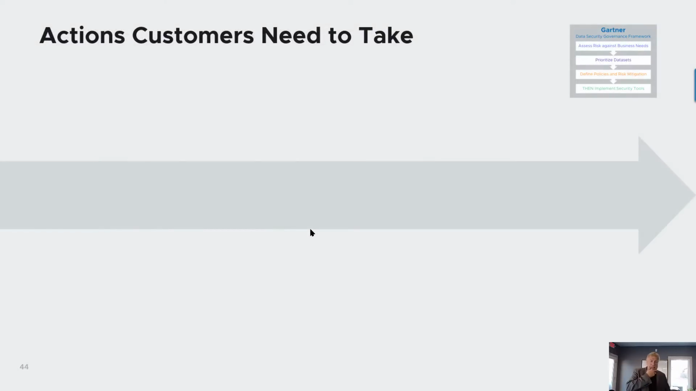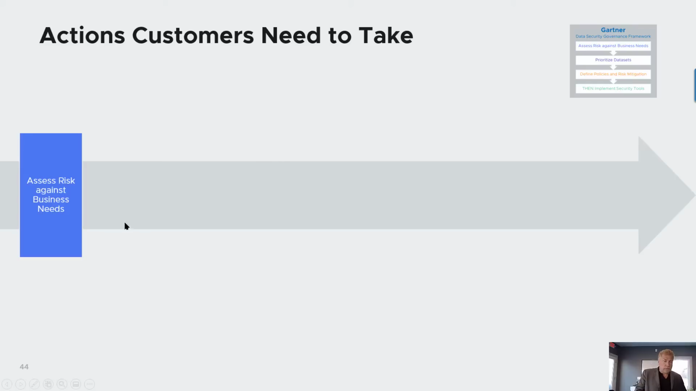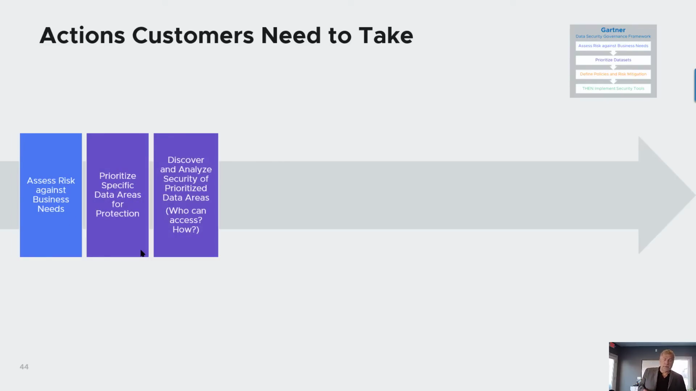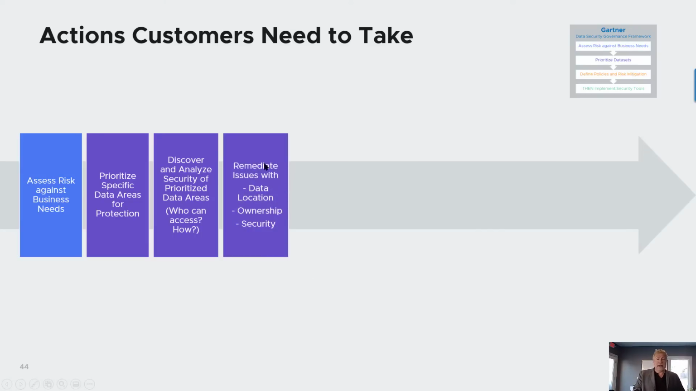So the actions that customers need to take are as follows. They need to assess risk against business needs, prioritize those areas for protection, be able to discover who can access those locations and how they're getting that access. We may need to remediate where data is located, who owns it, the security behind it. We might move on to then defining policies to actively protect those locations where our most valuable data resides.